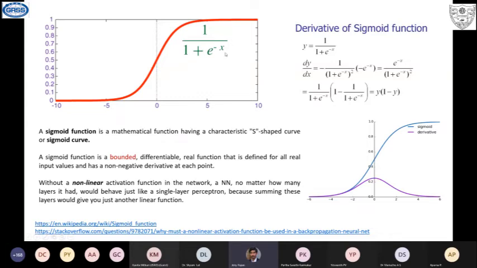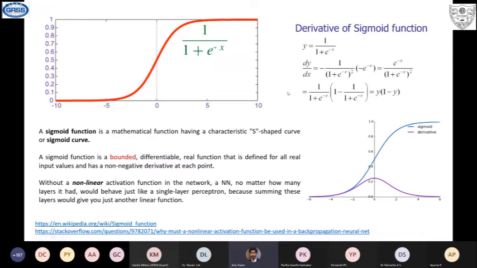When x tends to infinity, y tends to 1. And when x tends to minus infinity, y tends to 0. So the output is always between 0 and 1. Sigmoid is also a differentiable function, so the derivative of sigmoid exists. This is the derivative of sigmoid: if y is the output, the derivative will be y into 1 minus y. So we can use sigmoid in the Adaline, and we will see how it works.